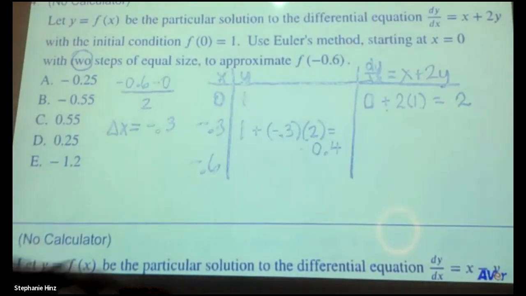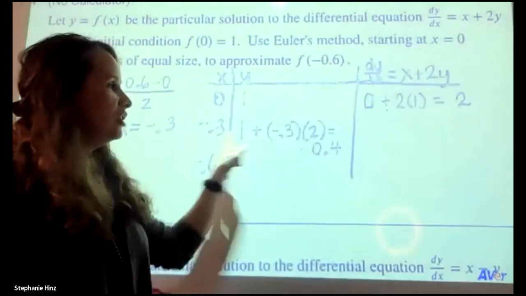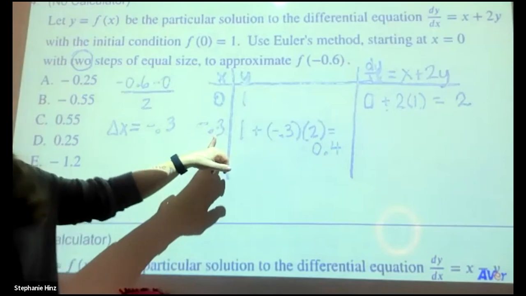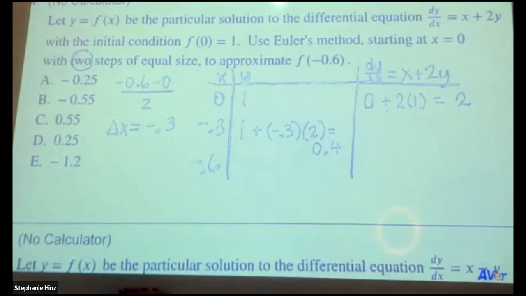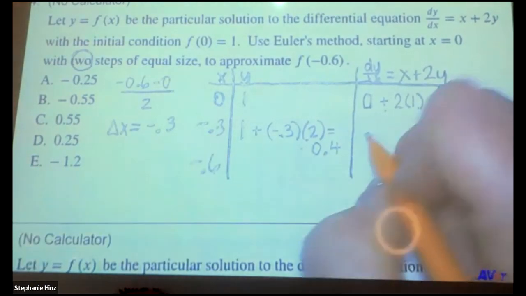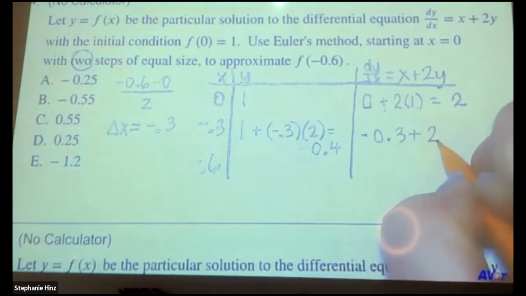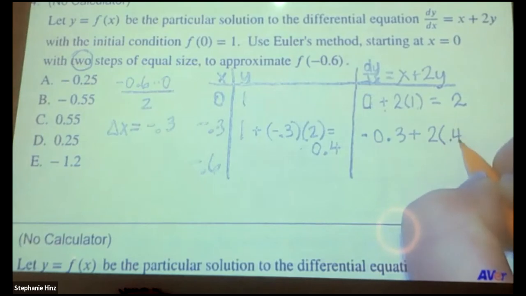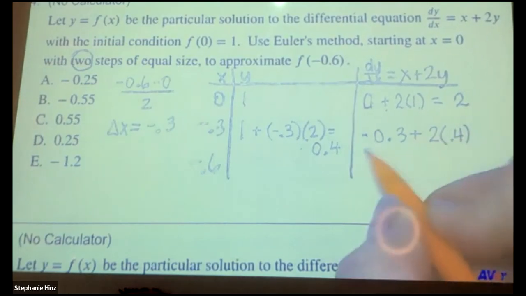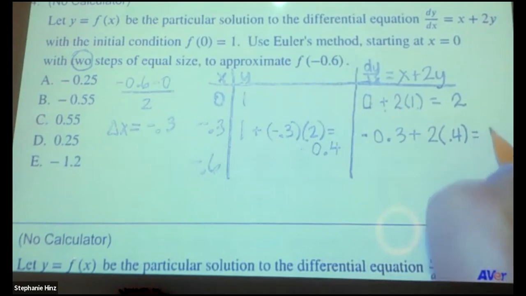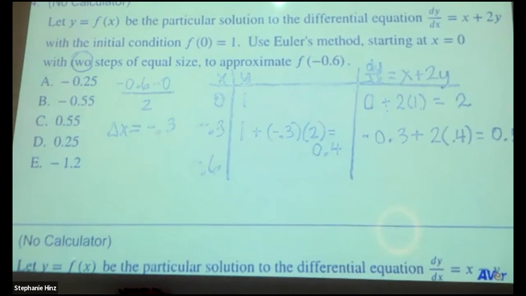Now I need to find my slope with my new ordered pair. My new ordered pair is negative 0.3, 0.4. So negative 0.3 plus 2 times 0.4. So this is negative 0.3 plus 0.8. And so that's going to be a positive 0.5.